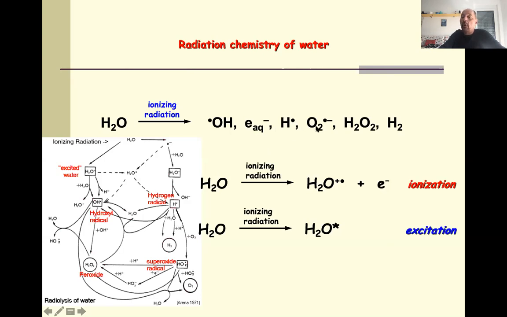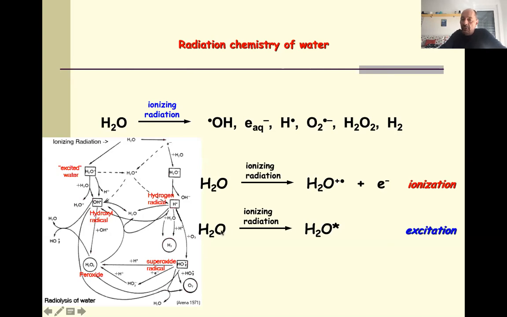H free radical, O2 radical, and then stable products of the reaction of the free radicals can be hydrogen peroxide, H2O2, and H2, the hydrogen molecule. You see that the initial stage, at the beginning, you always have ionization. And ionization means that you have an electron and you leave, let's say, an excited water molecule. After ionization, this is also, of course, positively charged.